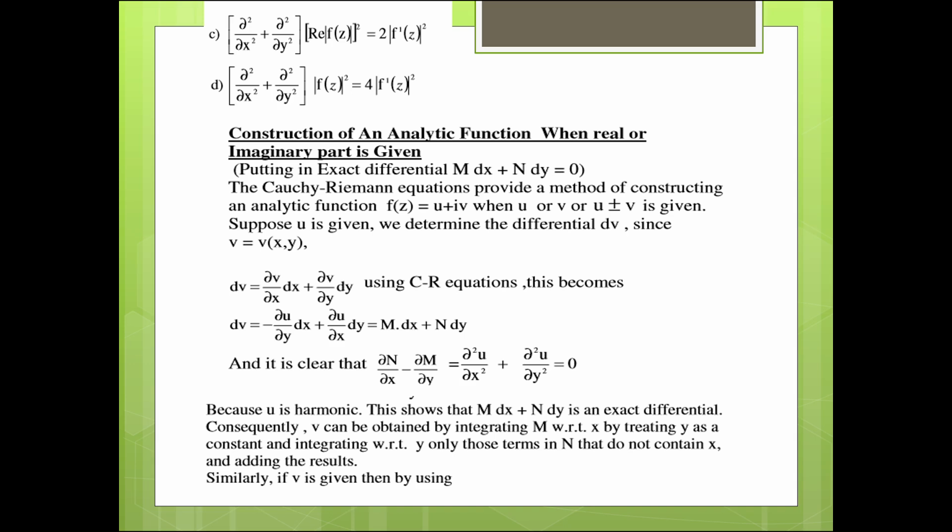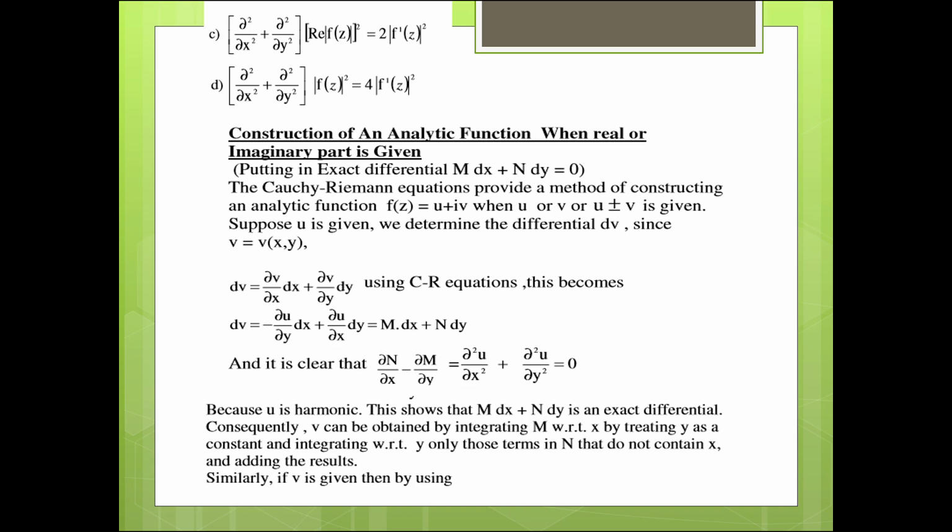Next, construction of an analytic function when the real or imaginary part is given. Suppose the real part or imaginary part is given. The Cauchy-Riemann equations provide the method of constructing an analytic function f(z) equal to u plus iv when u or v or u plus v is given. Suppose u is given.